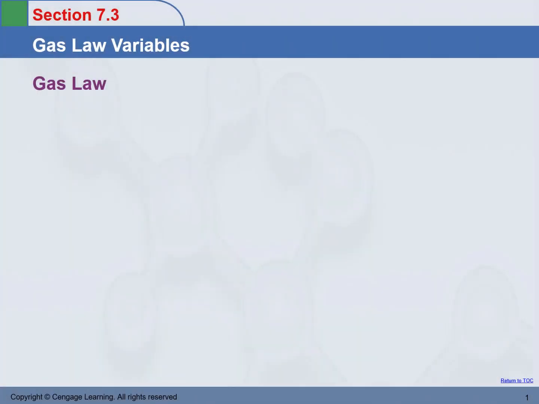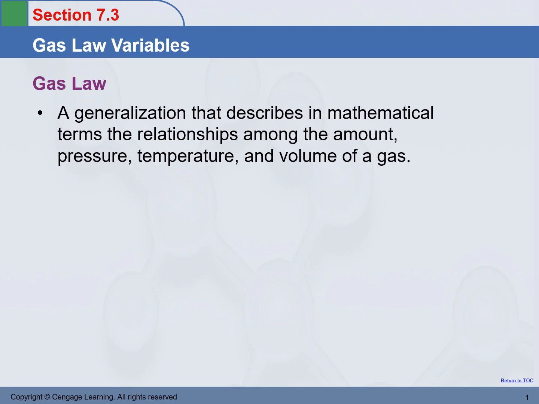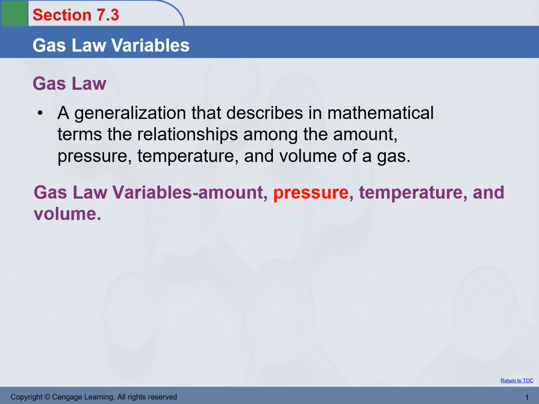In the next couple of episodes, we're going to start to introduce gas laws. What is a gas law? A gas law is a generalization that describes, in mathematical terms, the relationships among the amount, pressure, temperature, and the volume of a gas. So there are four variables in gas laws: the amount of gas, pressure, temperature, and volume.